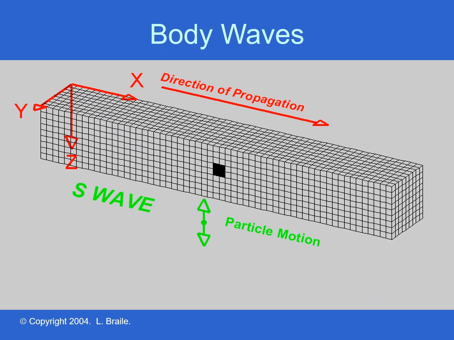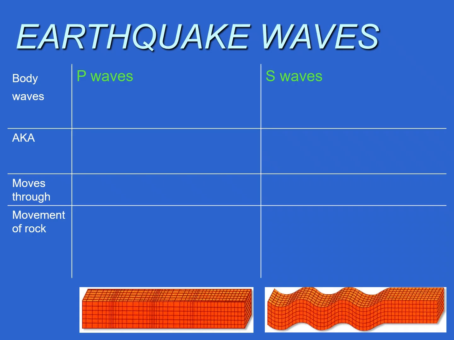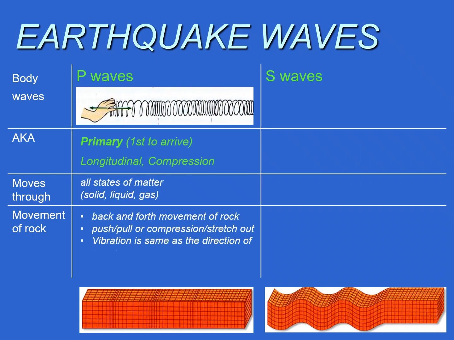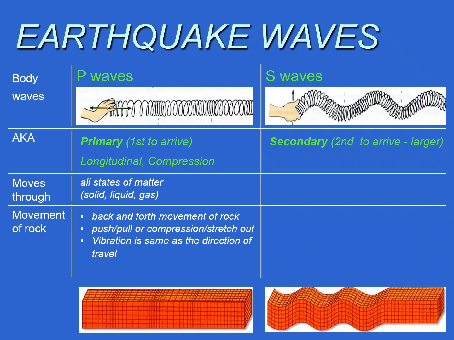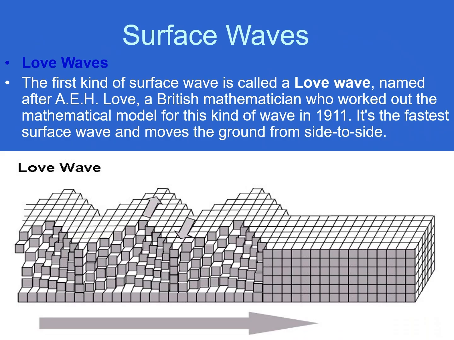Here's a quick summary. P waves arrive first and S waves come next, but they are larger, and both are body waves, meaning they can travel through the Earth's interior. Surface waves, on the other hand, travel along Earth's surface. These are the ones that can cause most of the destruction.